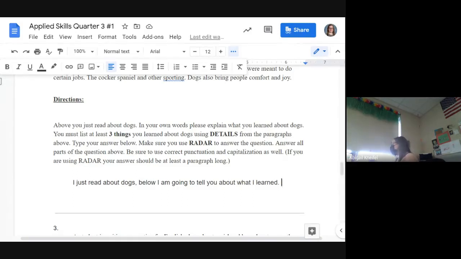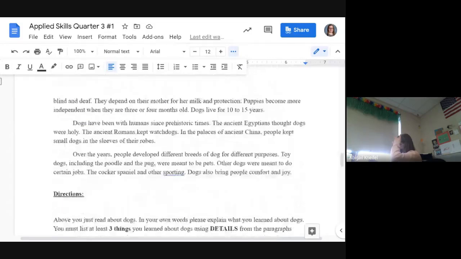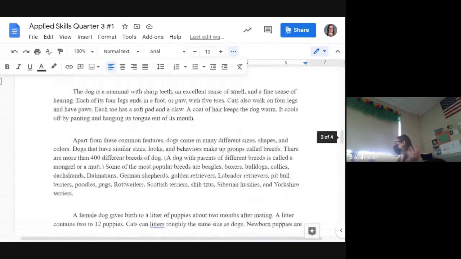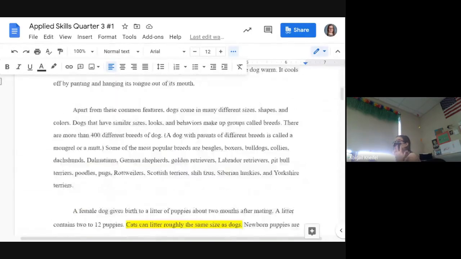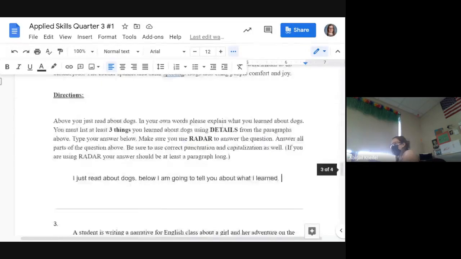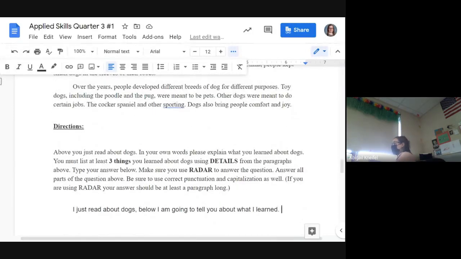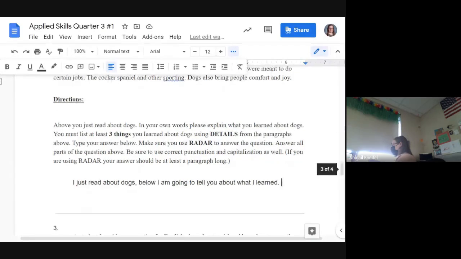So, I just read about dogs. Below, I'm going to tell you about what I learned. Does that tell you what our paragraph's going to be about? Yeah, what's our paragraph going to be about? Dogs. So, would one person like to tell me something that they learned from this paragraph? Or if you need me to scroll to a certain paragraph so you can remember. Miss Olivia, your hand is up.